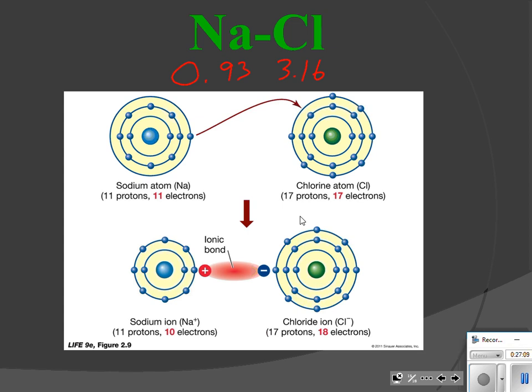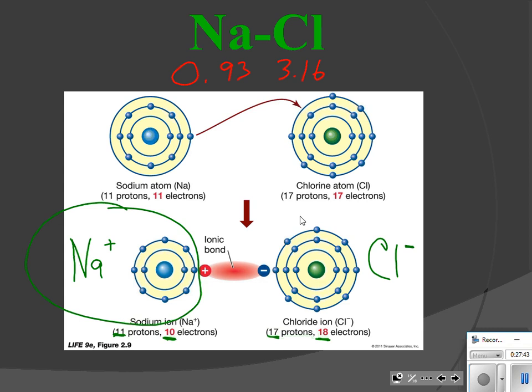1. So sodium is going to be Na plus 1 right here, because it has 11 protons and only 10 electrons. It has 1 more plus than minus, right? Chlorine, 17 protons, 18 electrons. It has 1 more minus than plus, right? So chlorine is going to be Cl minus.